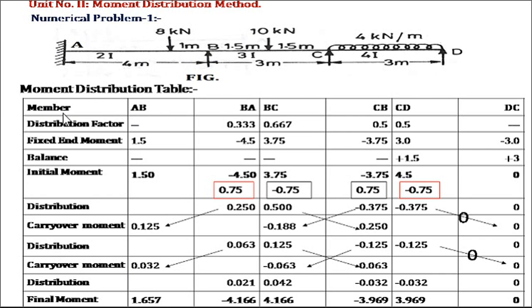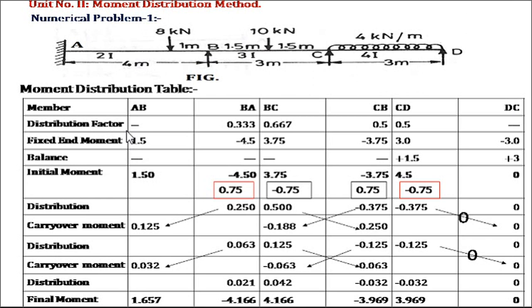In the first row are the members. The different members of the continuous beam are: the first member is AB, the second member is BA, next member is BC, then CB, then CD, and the last member is DC. So these are the different members of the continuous beam ABCD. The next row is the distribution factor.